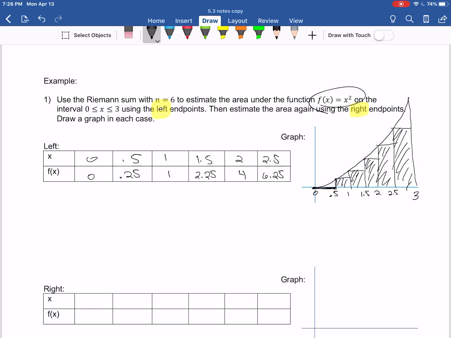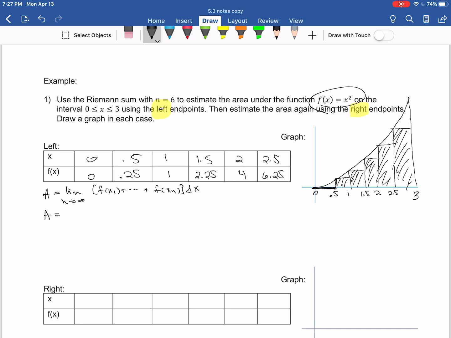Next, it says to estimate the area under this function from 0 to 3 using the left endpoints. And so the Riemann sum is found by taking the limit as n goes to infinity of f of x1 plus dot dot dot plus f of xn, times delta x. Right? That's the general version of the Riemann sum.